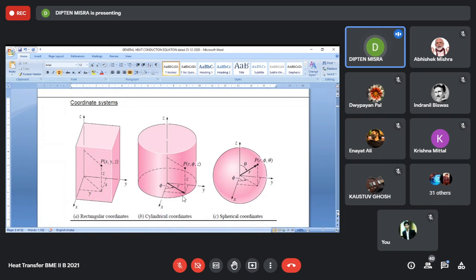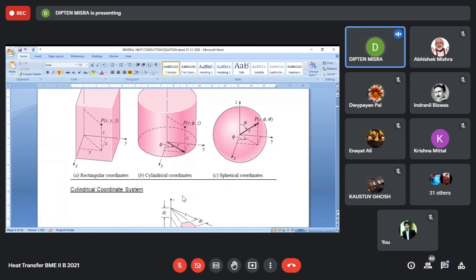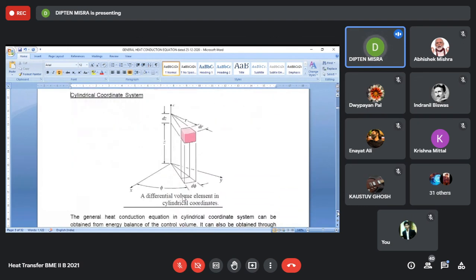Similarly, when we are dealing with a spherical body, it may be a hollow sphere, it may be a solid sphere, and there it will be convenient to write the whole set of equations in the form of a spherical coordinate system. So what we can do, if we try to develop the whole equation through a cylindrical system, you can try to attempt that thing. Let us take it as an assignment to try to rederive this thing.